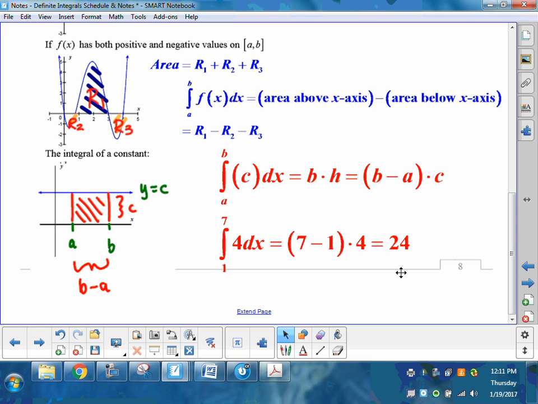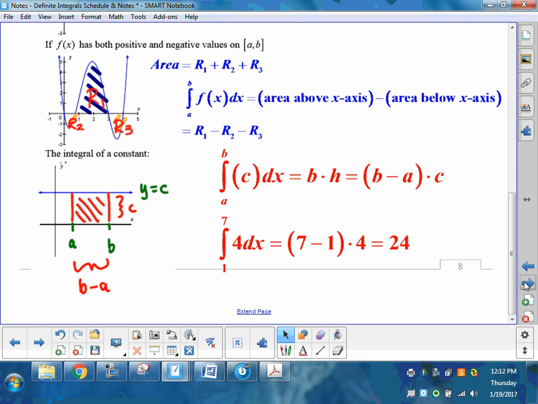So if you're taking the integral of 4 from 7 to 1, you're making a rectangle because 4 is a constant. It's flat. How wide is that rectangle going to be? How many units across is our rectangle? 6 units. Times how high is it? How high is it? No, 4. It's literally just this. That's what happens when you've got a constant. Questions on that?